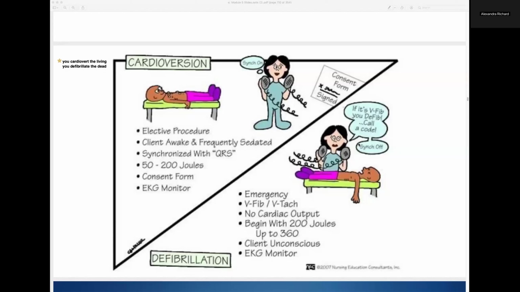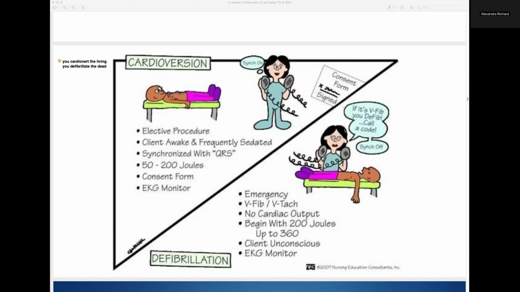What about the nurse for defibrillation? How does she look? The nurse for defibrillation, she looks stressed. She looks like she's calling on Jesus. Like, Jesus, my patient is dead. Please help me. Okay? So that is because defibrillation is more of an emergency.